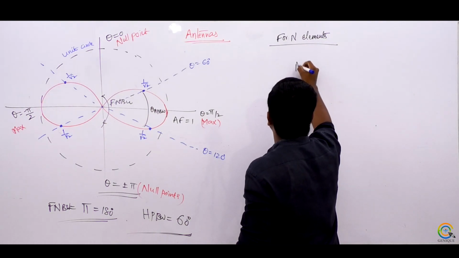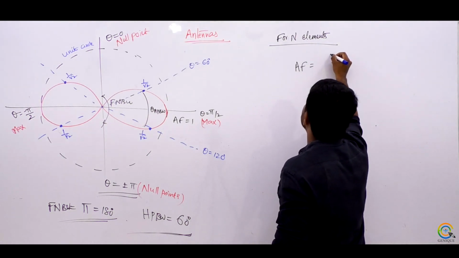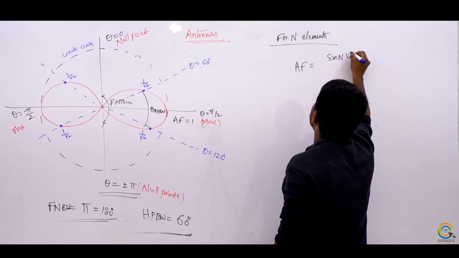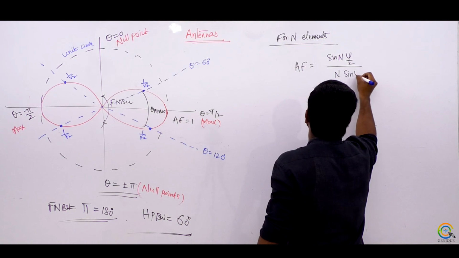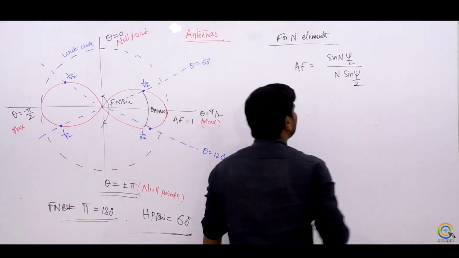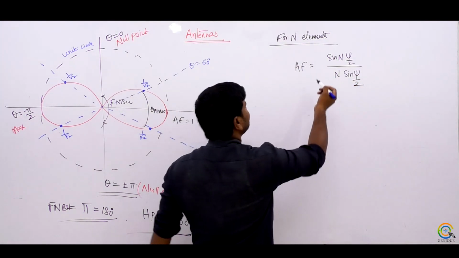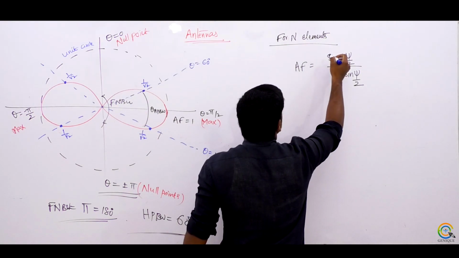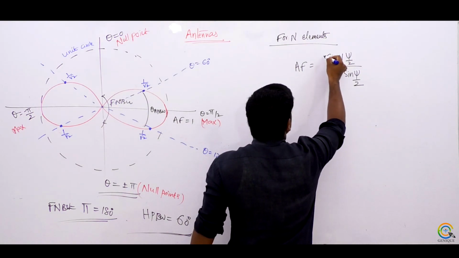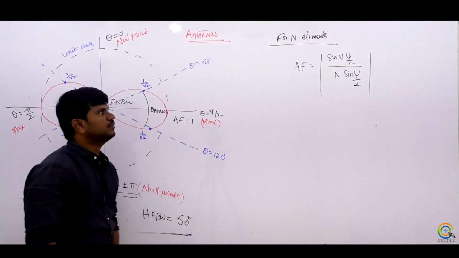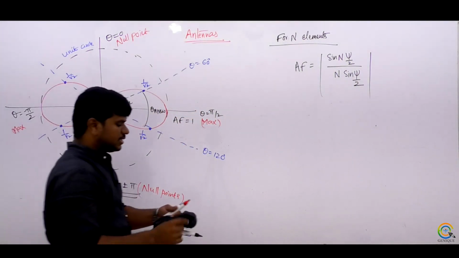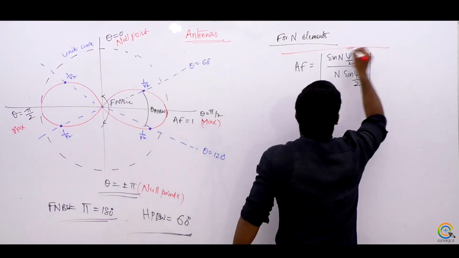What is the array factor? The array factor is equal to sin n psi by 2 divided by n into sin psi by 2. This is called the array factor. And this is important also.